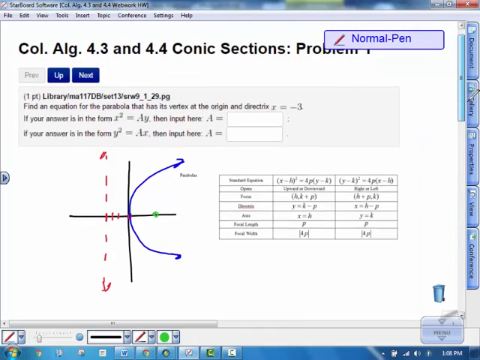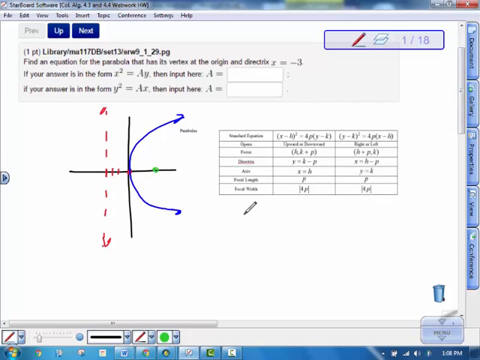And for this one, we know that P is 3. So we can use this equation right here, which is y minus k squared equals 4p times x minus h. This is set at the origin, so h and k are 0, so it's y squared equals 4p times x. So basically we just need to plug in p.